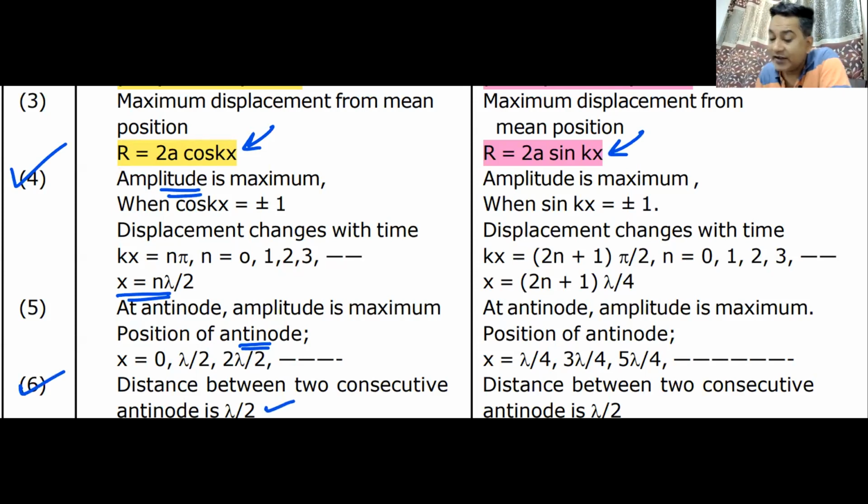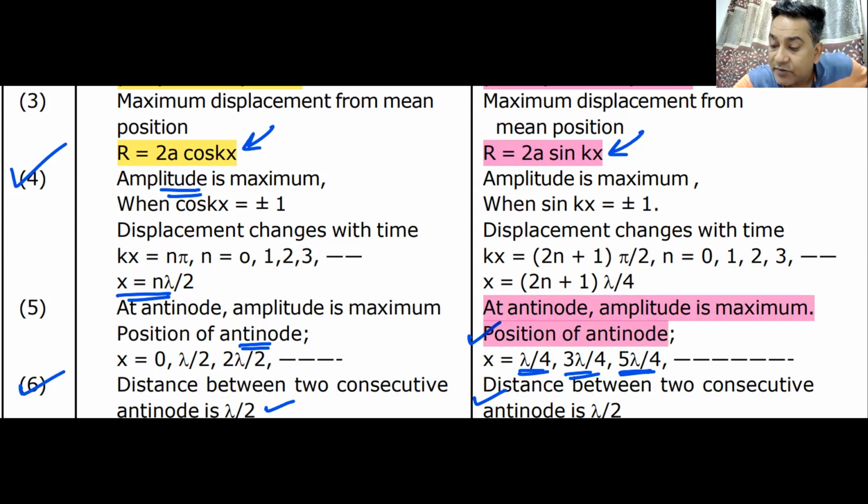But on the right hand side, we have the position of antinodes at lambda by 4, 3 lambda by 4, and 5 lambda by 4. Remember, the distance between two antinodes is always lambda by 2. But between the left equation and the right equation, what you see is the change in the position of antinodes. Remember, an antinode is the point where the amplitude is maximum. Do we remember this? Yes, sir. An antinode is the position where the amplitude is maximum.